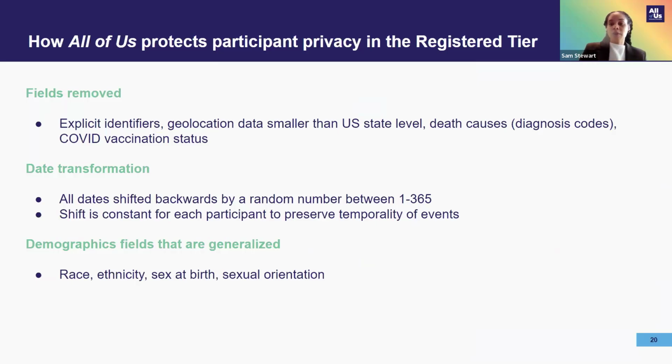I wanted to go back and remind you that in the registered tier, we do have some added transformations in order to protect our participant privacy. You may notice that there are some fields that are removed. For example, explicit identifiers are removed. Geolocation data is specific only to the state level. Death causes are not available in the registered tier, and neither is COVID vaccination status. We also do that date transformation I mentioned, where the dates are shifted by a random number between 1 and 365. And some demographic fields in the registered tier are generalized in order to protect participant privacy.